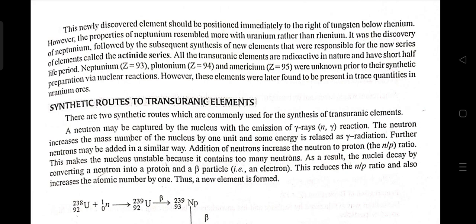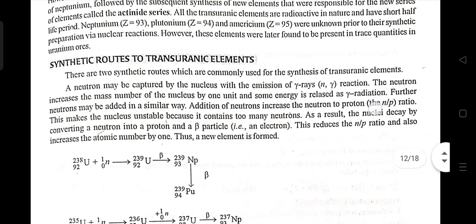As a result, the nuclei decay by converting a neutron into a proton, emitting a beta particle, that is an electron. This reduces the N/P ratio and also increases the atomic number by 1. Thus, a new element is formed.